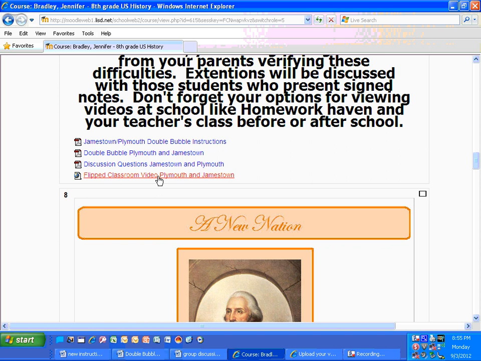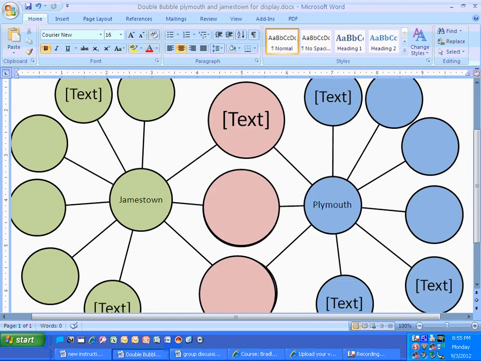The video is about 20 minutes long, and while you're watching the video, you're going to be filling out the double bubble that you were given in class. Okay, so you have this double bubble. One side is Jamestown, one side is Plymouth. Your double bubble is just black and white.